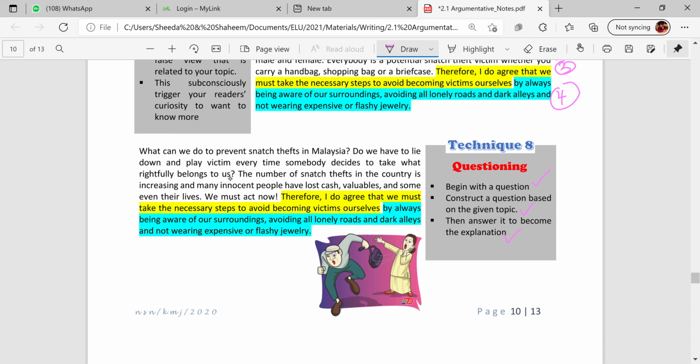So as you can see, this begins with a question. Then you answer your own questions. The number of snatch thefts in the country is increasing and many innocent people have lost cash, valuables, and some even their life. We must act now. So you answer the question.